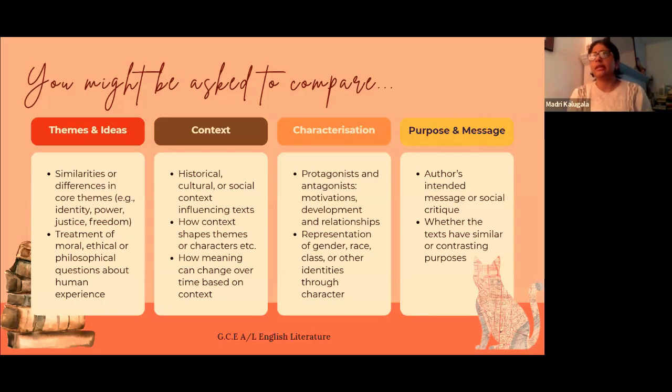Then there's the purpose and message. This could be an element, but I think we generally tend to veer away from the idea of an author's purpose, but we do definitely have the message. What message is this writer trying to convey when he or she writes this text in this manner? What is the intended social message or social critique? And then you look at how these different texts have different purposes. Are they the same or are they different?